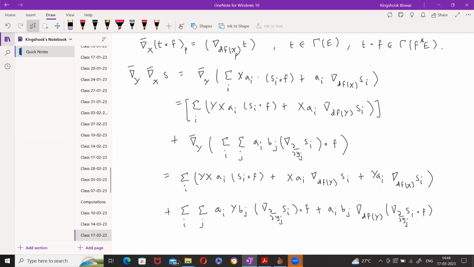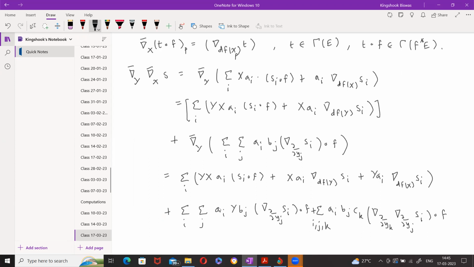When I expand this out, I'll get a sum over i, j, k, a_i b_j, and then I'll get, in the last term, nabla del y_k, nabla del y_j s_i, this thing composed with F. So there's a plus here. Yes, this is fine, right?